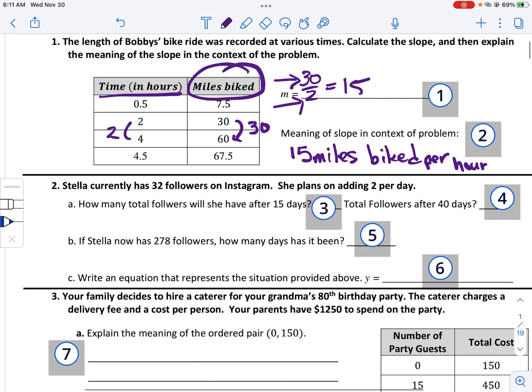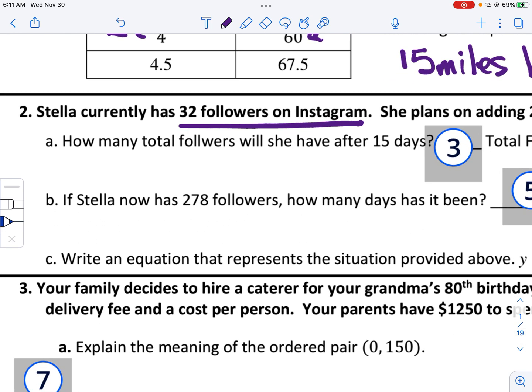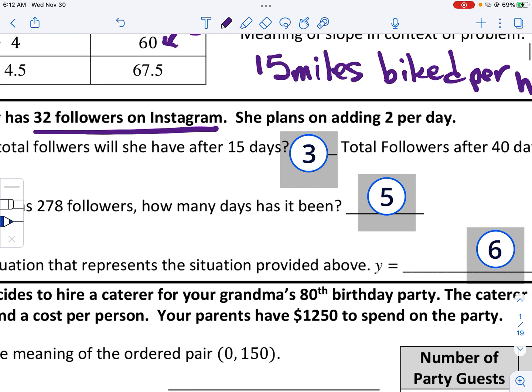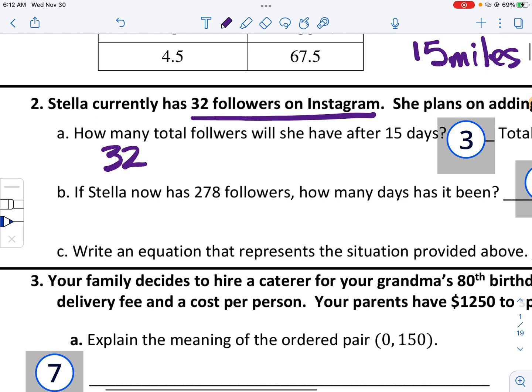This next one says that we already have 32 people on Instagram. Automatically, there are 32 people. That means that no matter what, we have to add 32 each time. So we have 32. Then it says per day, that's our slope. And our slope sits next to the variable. So 2x, and then it would be y equals.